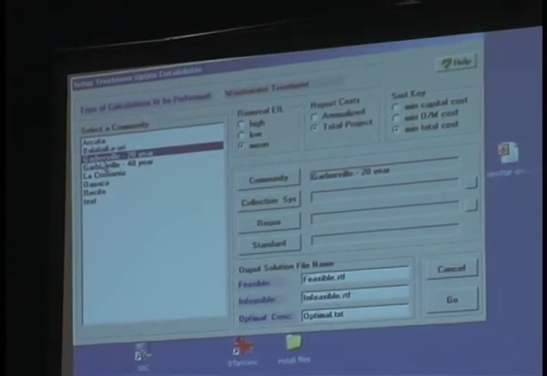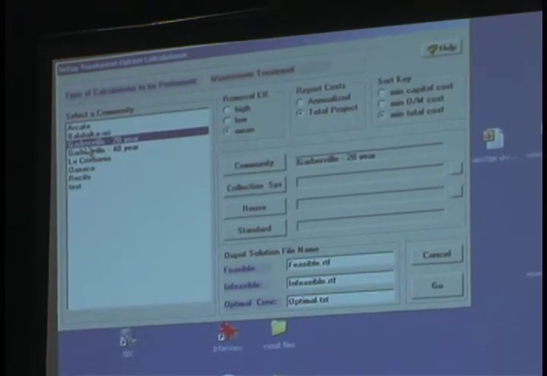And just to tell you how long it took me, I took about 15 minutes to put in the data for Garberville. So this is not an insurmountable task to put this together. It just takes a few minutes to get the data in.